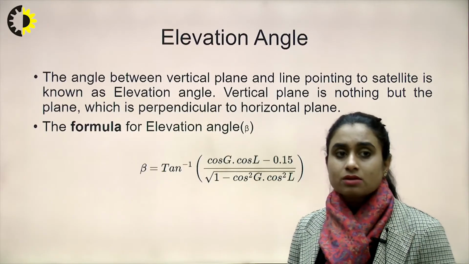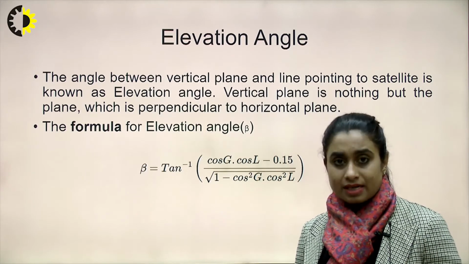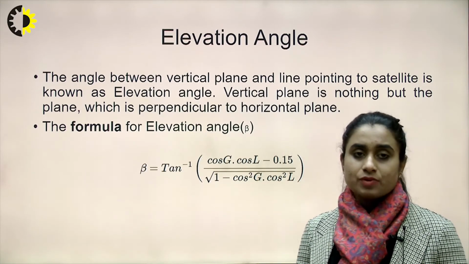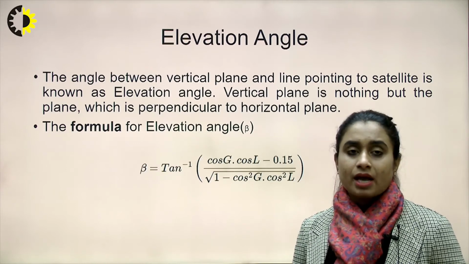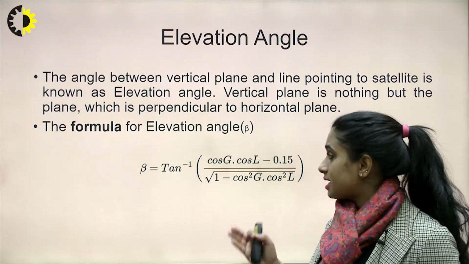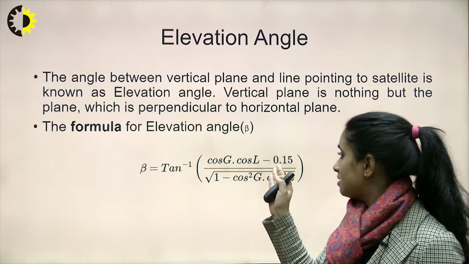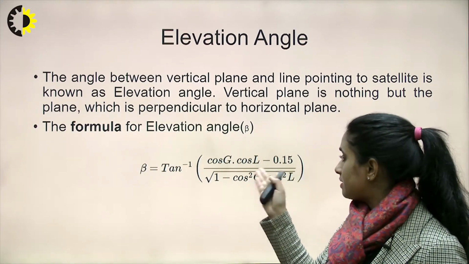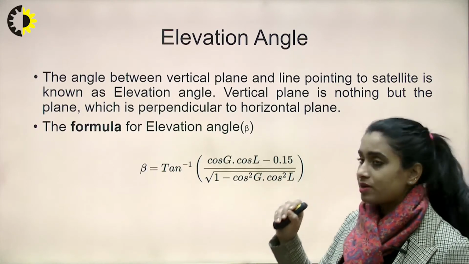And how do we calculate? Elevation angle is represented by beta, and azimuth angle we are representing by alpha. So beta is given as tan inverse of (cos g cos L minus 0.15) by under root of (1 minus cos square g cos square L).